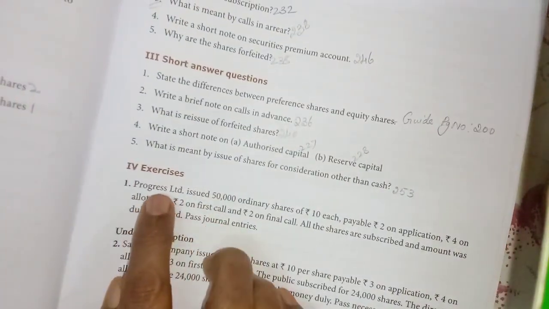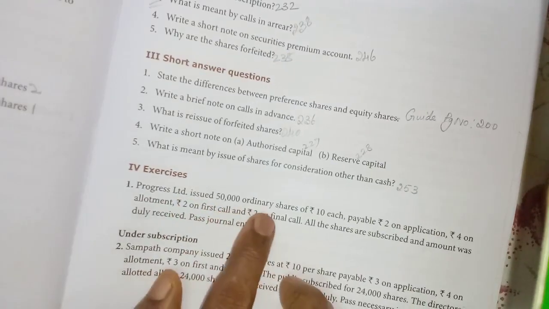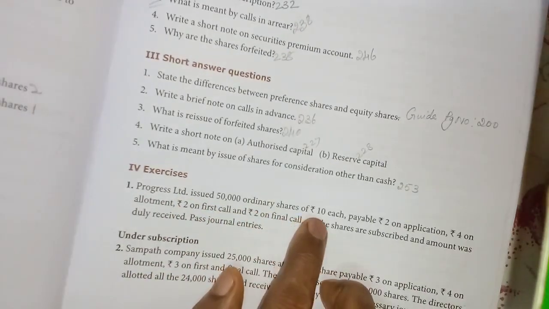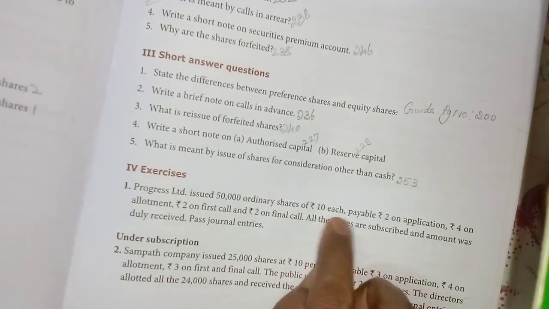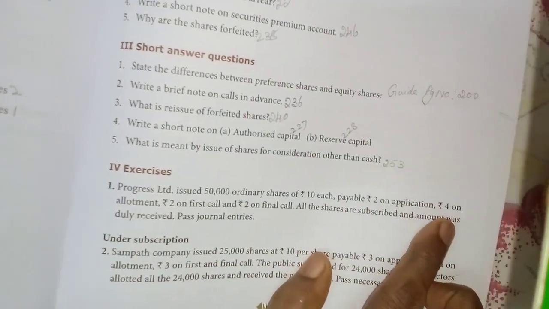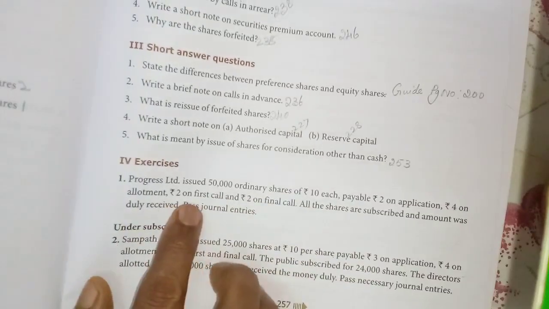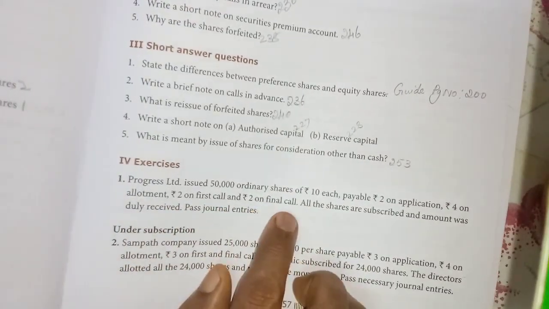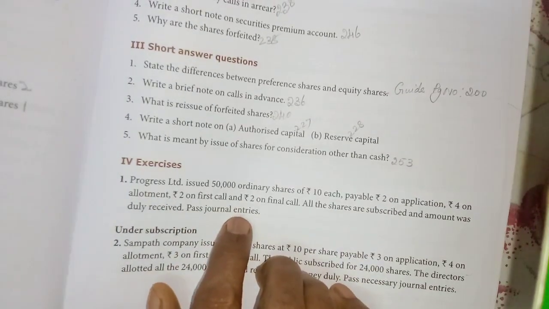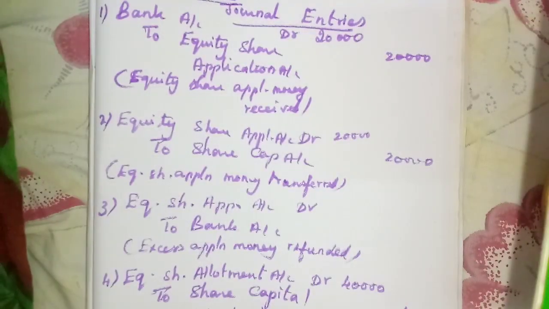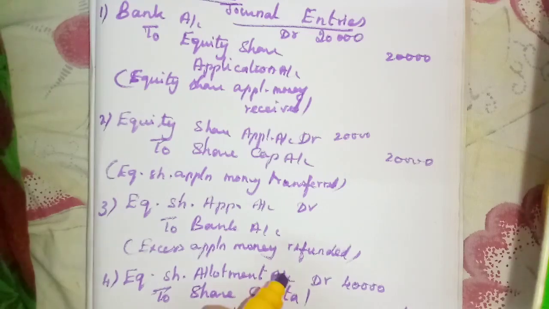See, Progress Limited issued 50,000 ordinary shares. Ordinary shares means equity shares of rupees 10 each, payable 2 on application, 4 on allotment, 2 on first call and 2 on final call. All the shares are subscribed and the amount was duly received. Pass journal entries. Okay, so you have to write like this. Now I am not writing, but I will change and give. You have to write.